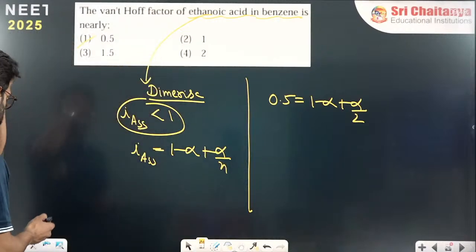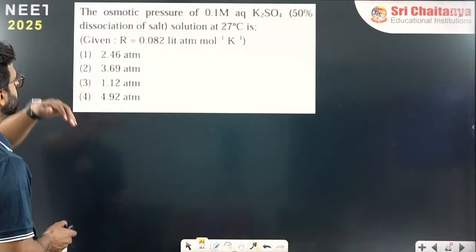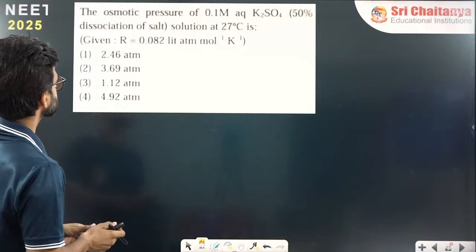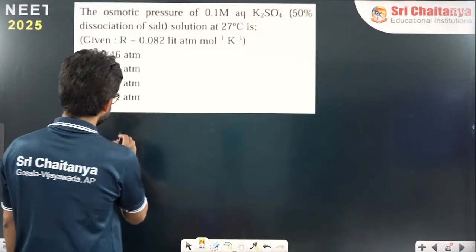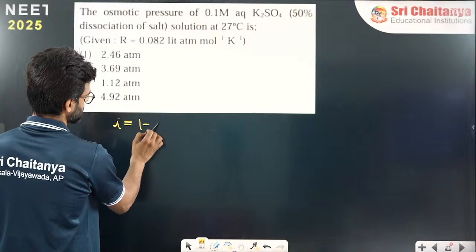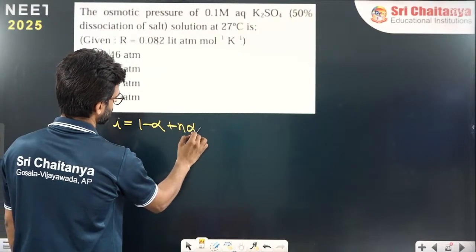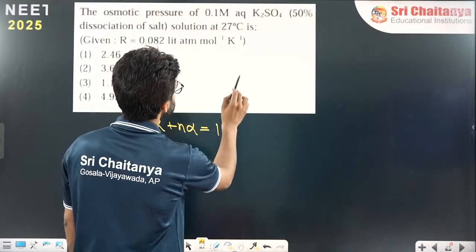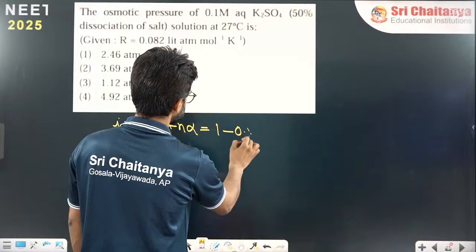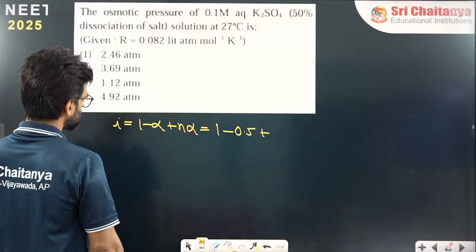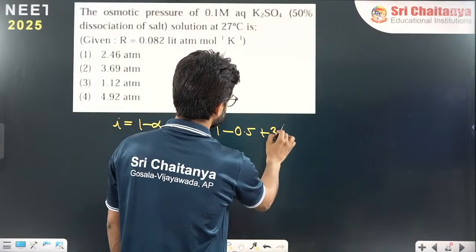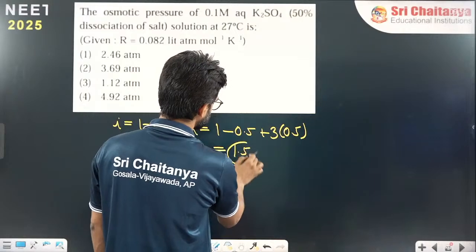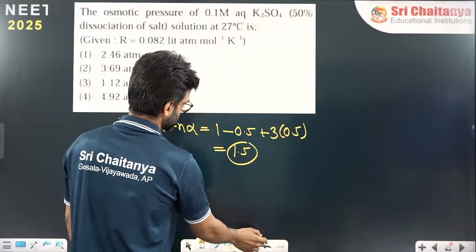Okay, fine. The next thing is osmotic pressure of 0.1 molar aqueous K2SO4, 50% dissociation they give. Okay, here we can use our formula. I can find i first of all. Again 1 minus alpha plus n alpha for the dissociation. 1 minus alpha. What is alpha? 50%. So 0.5 plus K2SO4 gives us how many particles? 3 particles. So 3 into how much? 0.5. So overall what is coming from here? It's coming 1.5. 1.5 or 2? 2 is coming, right?